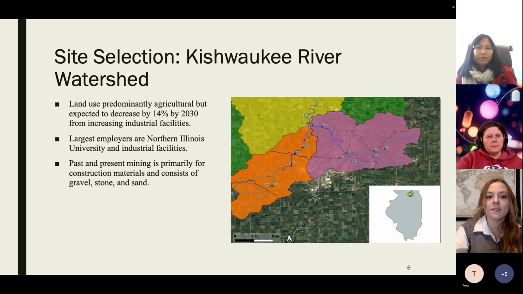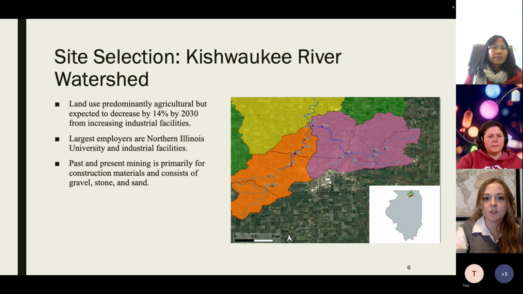In the watershed, the land use is predominantly agricultural, but that's expected to decrease by 14% in 2030 due to increasing amounts of industrial facilities. The largest employers in the watershed are Northern Illinois University and industrial facilities. The past and present mining in the area is primarily for construction materials and consists of gravel, stone, and sand.